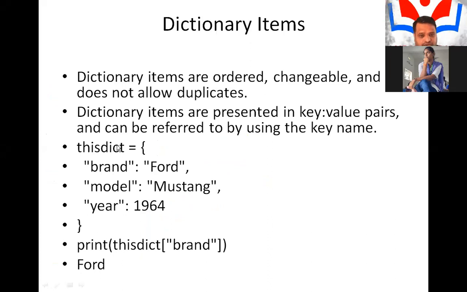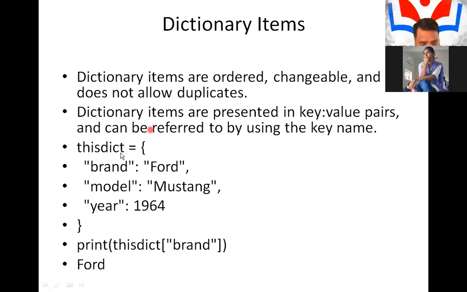Now how can we access the dictionary items? I don't want all the elements of the dictionary to be given as output. I want to access only particular key values. Let us consider an example so that you get a clear idea. First, you should understand that dictionary items are presented as key colon value pairs.